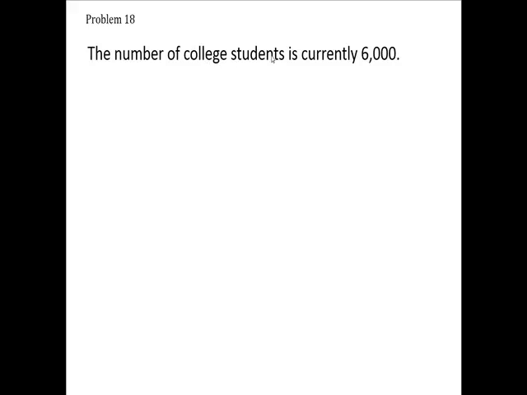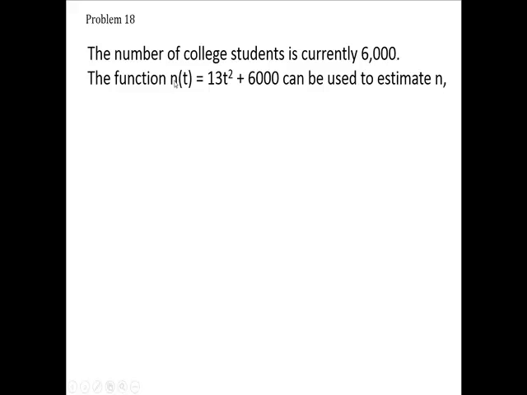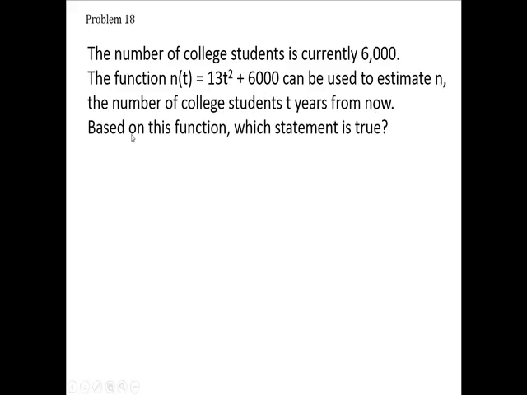The number of college students in a particular college is currently at 6,000. This function, N of t equals 13t squared plus 6,000, can be used to estimate N, the number of college students, t years from now. Based on this function, which statement is true? We're going to have four statements, but let's look at this function first.